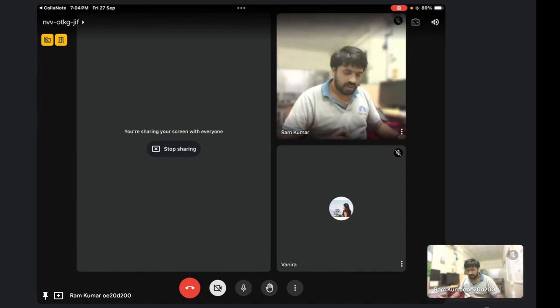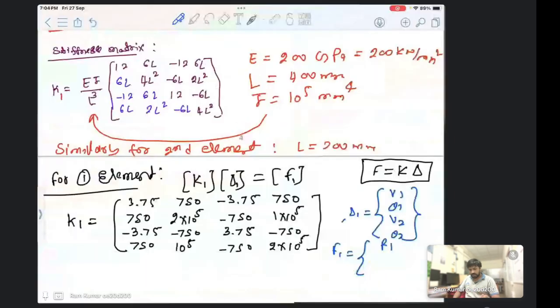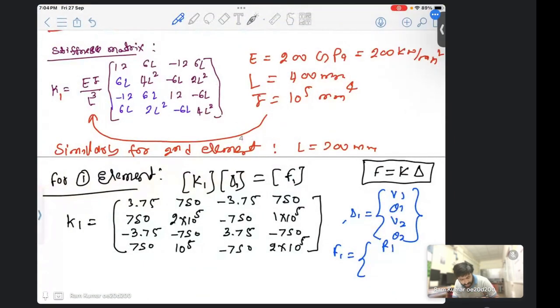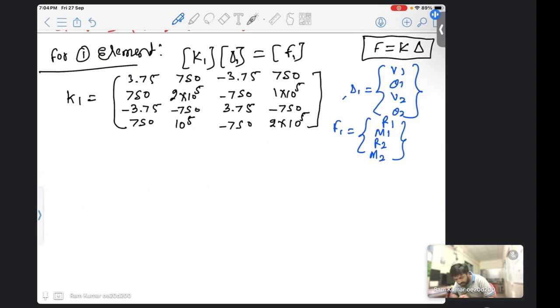Okay, that's fine. So what will be your reaction, it will be M1, R2, M2. This will be our force for the first element. So are you getting the same stiffness matrix or are you getting different? Same, na? Then if you are getting same, then just verify the second also.